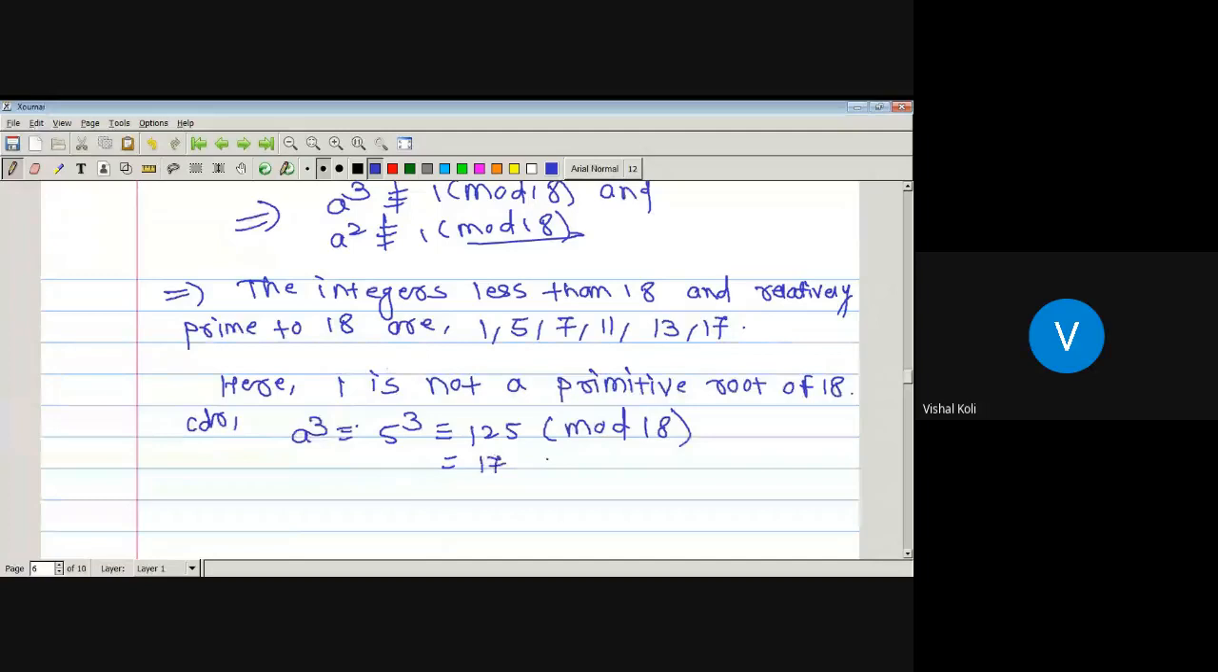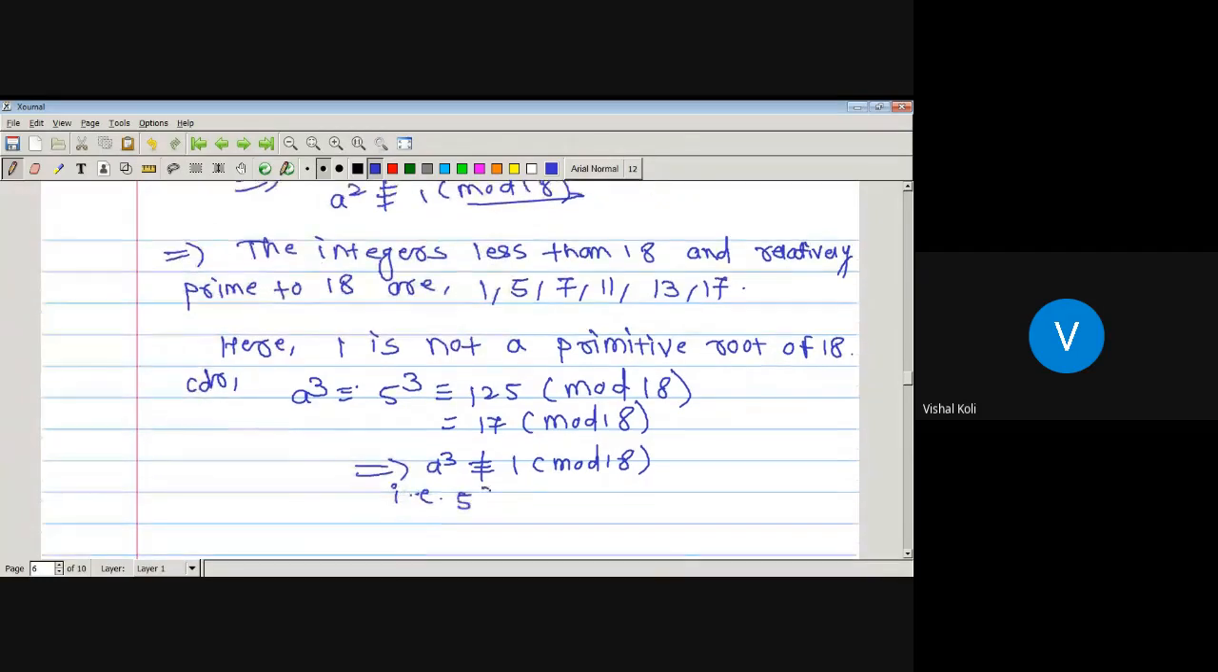125 is congruent to 17 modulo 18, which implies 5 cube is not congruent to 1 modulo 18. That is, 5 cube is not congruent to 1 modulo 18. Okay, so the first is proved. Now it remains to check whether a square, that is 5 square, is also not congruent to 1 modulo 18.